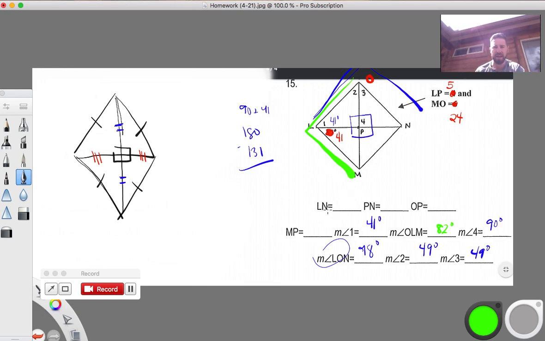Okay, now let's see what else they want. They want from L to N. Well, what do we have going on here? The key is we put this information in the picture. Okay, let's put it in the picture. We know for a fact from L to P is 5.